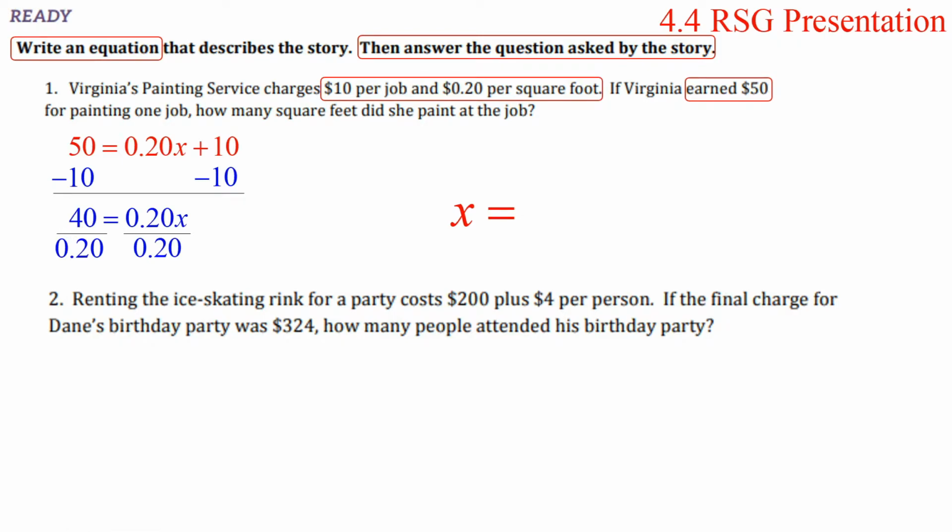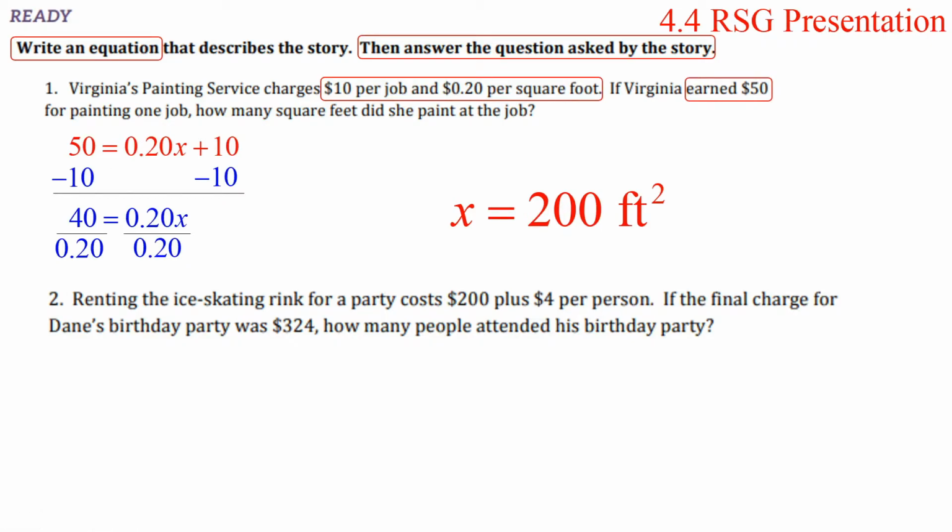And you guys, I'm going to do that on a calculator. So I'm going to get my calculator out and please punch this out with me. 40 divided by, I hit times, let me change that. 40 divided by 0.2. And I'm getting 200. So it looks to me like Virginia painted 200 square feet to do this job and make $50. And that is algebra, you guys.